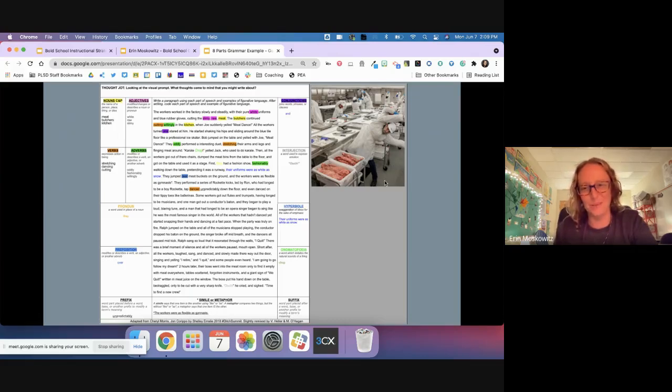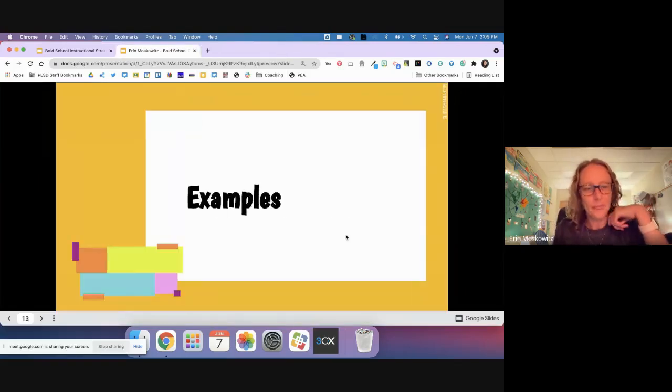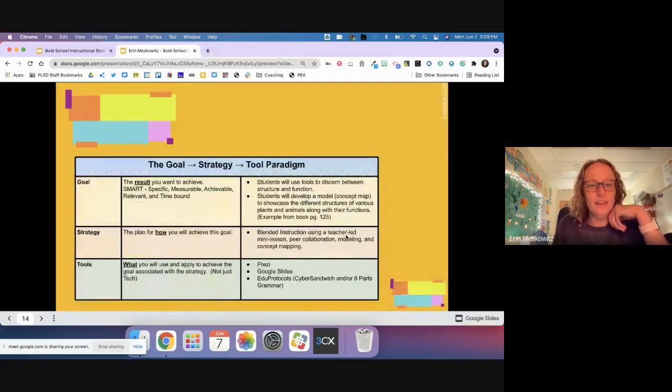So it was what they were supposed to be writing the paragraph about, something having to do with that picture. So obviously you could get a lot of different things from that. And then for our goal, strategy, tool, paradigm, we took this from the end of chapter 8 in the book, page 125. Students will use tools to discern between structure and function.